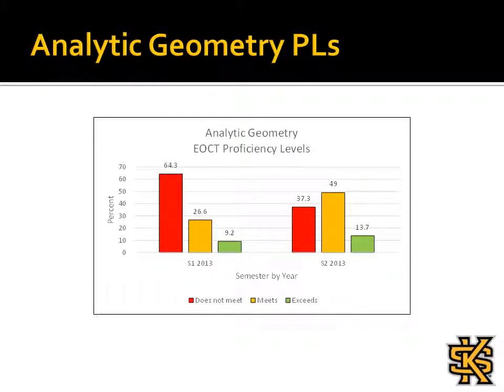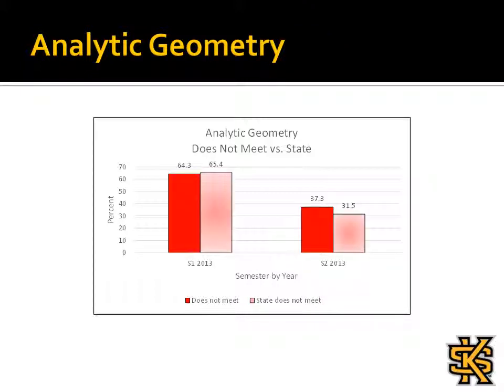As you can see in this bar graph, the percentage of students not meeting standards decreased by 27% from first semester of 2013 to second semester. More importantly, the percentage of students meeting standards increased by 23%, and the percentage of students exceeding standards increased by 4.5%. The percentage of our students who do not meet standards for analytic geometry reflect proficiency levels for the rest of the state.